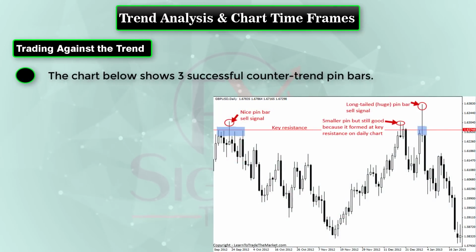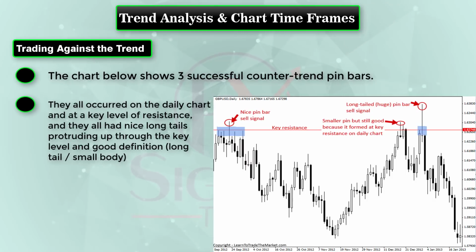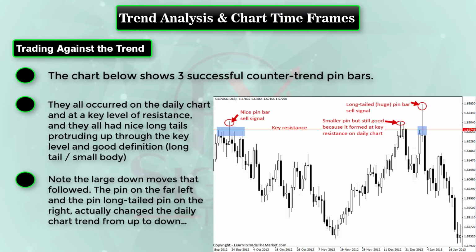The chart below shows 3 successful counter-trend pin bars. They all occurred on the daily chart and at a key level of resistance, and they all had nice long tails protruding up through the key level and good definition. Note the large down moves that followed. The pin on the far left and the long-tailed pin on the right actually changed the daily chart trend from up to down.